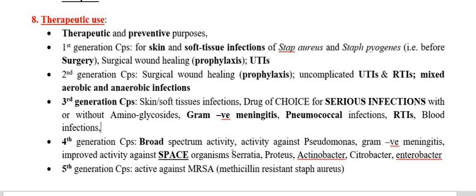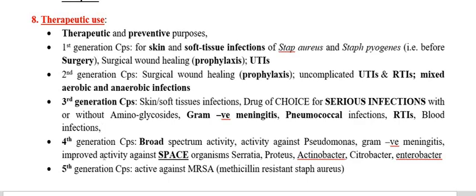Regarding the fourth generation, it is a broad spectrum antibiotic, and it possesses very good gram negative antibacterial activity, along with killing the bacteria that we recall by SPACE: S for Serratia, P for Proteus, A for Acinetobacter, C for Citrobacter, and E for Enterobacter.